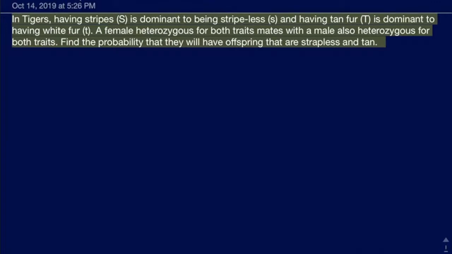and dihybrid crosses. Let's take a look at the first problem. So in tigers, having stripes is dominant to being stripeless, and having tan fur is dominant to having white fur. A female that's heterozygous for both traits. So that's the first key piece of information that we're given. Doesn't really matter the gender, but we know that one of the people mating is heterozygous for both traits.